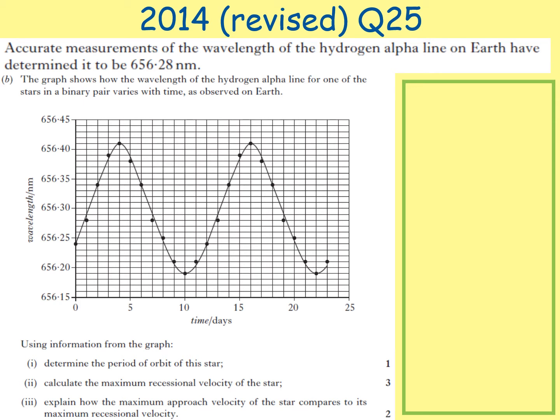First, let's determine the period of orbit of this star. We know that the period of a wave is the time it takes for one wave to pass a point. So let's find the time for one wave. If we look at this peak up here, this is at 4 days. And if we look at this second peak, that is at 16 days. The period is going to be 16 take away 4, so that's 12 days for one wave.